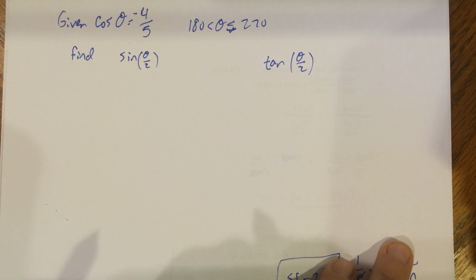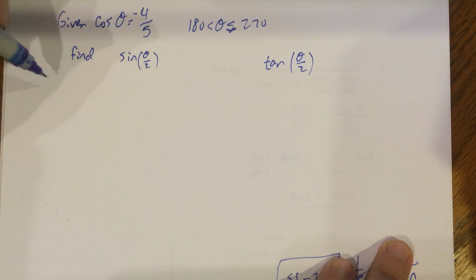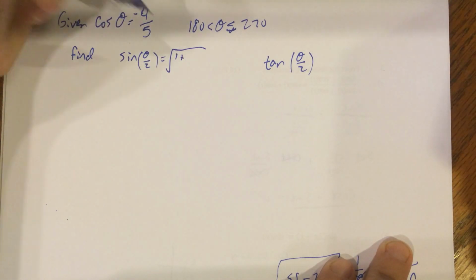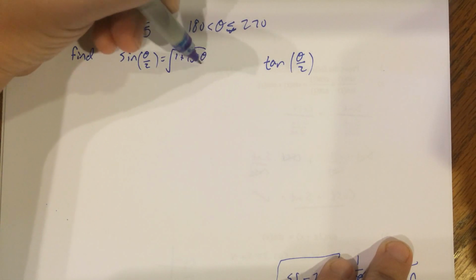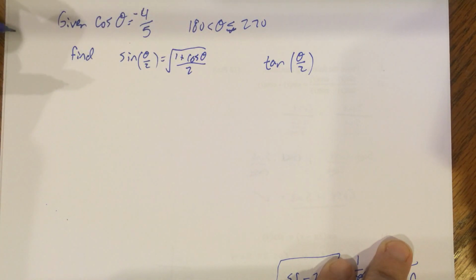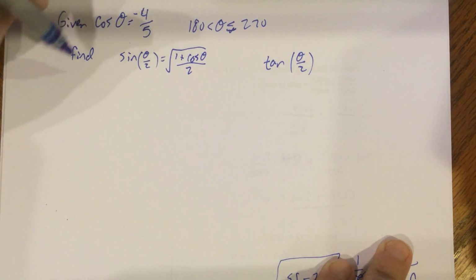Okay, so say I was given cosine of theta is negative 4 over 5, and theta is in between 180 and 270, and I want to find sine of theta over 2 and tan of theta over 2. So first off, I'm going to say sine of theta over 2 is the square root of 1, that's the one that's my plus, cosine of theta, all over 2. Well, coolly enough, I already know my cosine of theta.